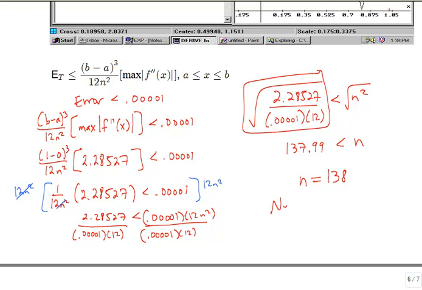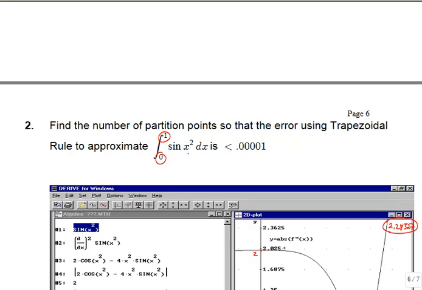So I need at least 138 partition points in order for my trapezoidal rule to be accurate enough to get me the real area to within 0.00001. If I use less than 138, then my error is going to be too big. If I use 138 or more, then I'll be within the desired accuracy.